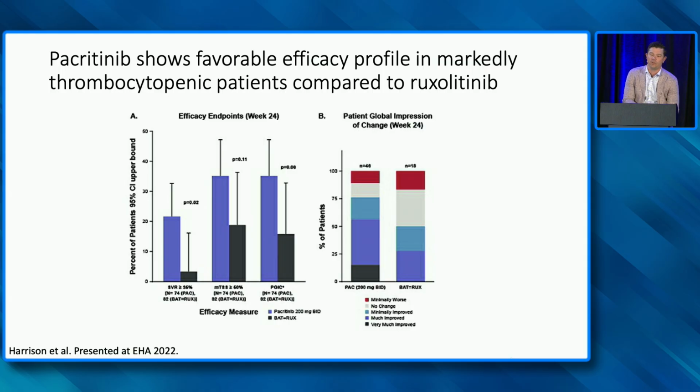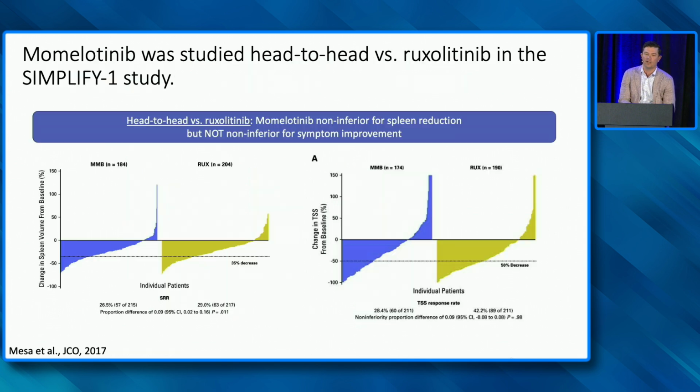pacritinib does better at spleen volume responses, symptom improvements, and this PGIC, patient's global impression of change, so overall just improvement there. And then that leads us to our fourth approved JAK inhibitor, which is momelotinib. Originally, momelotinib was compared head-to-head versus ruxolitinib in the SIMPLIFY-1 study. This was a non-inferiority study.